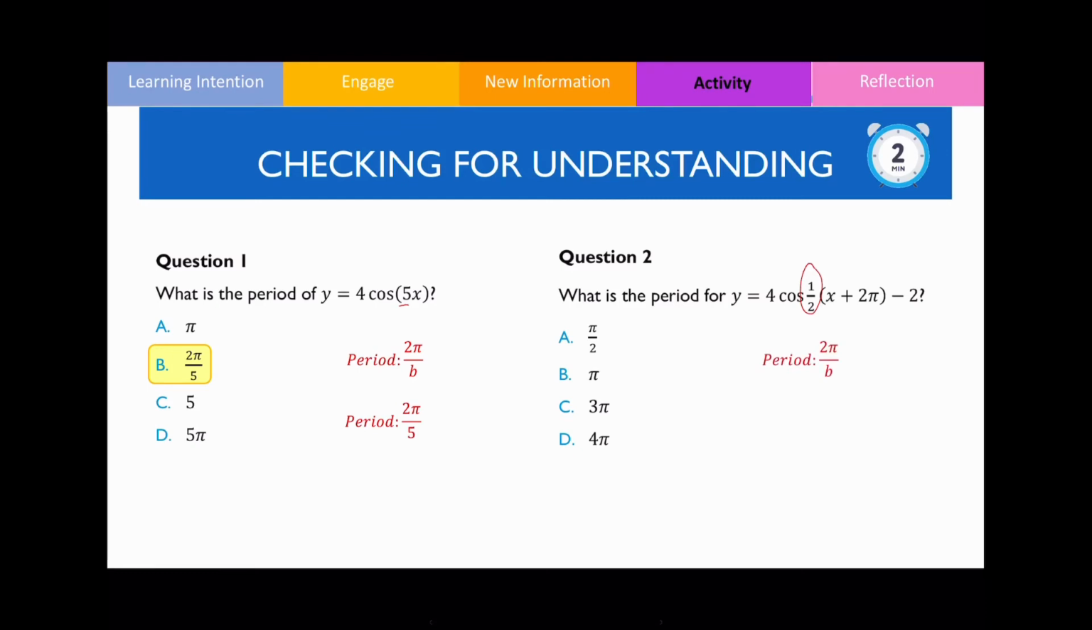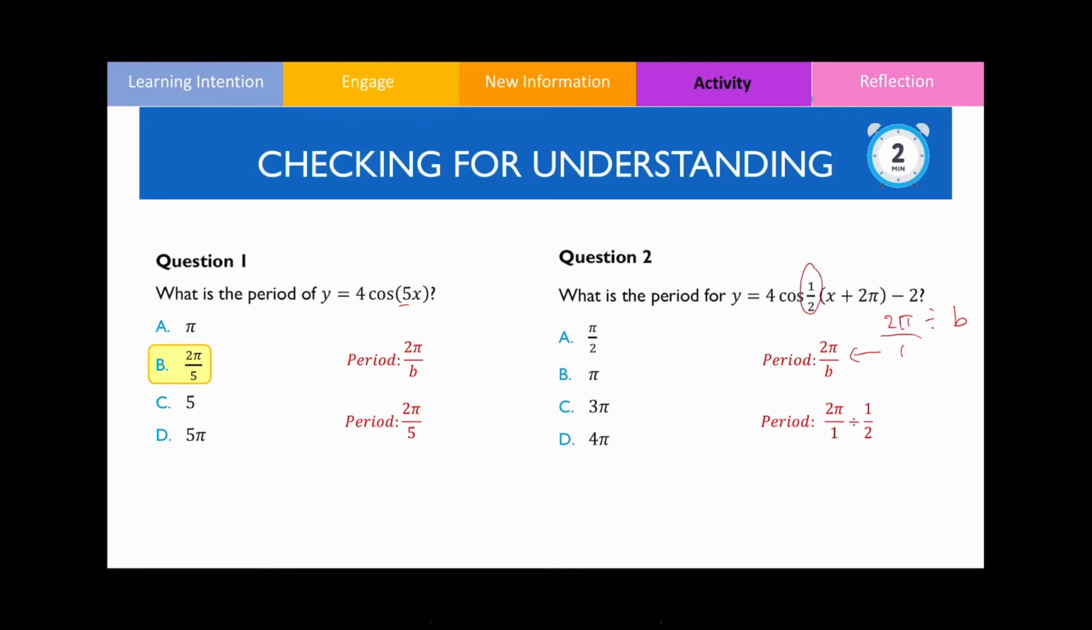So remember, the formula essentially is saying 2 pi divided by b. Another way of rewriting that is 2 pi divided by b. Now, in this case, because I'm dividing by a fraction, I could write it like this, right? I could write that as 2 pi and 1.